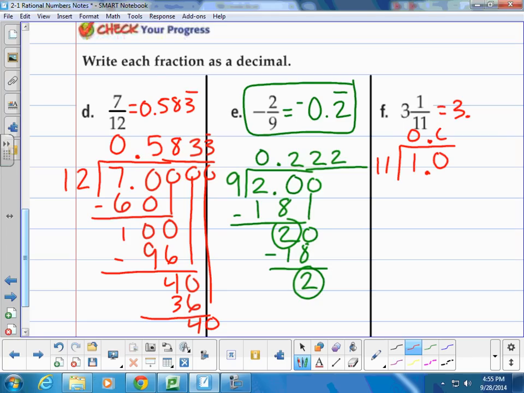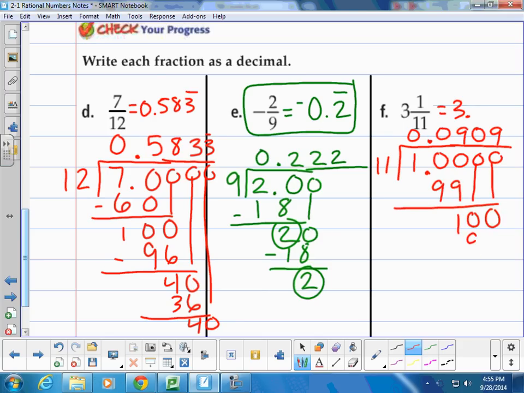11 does not go into 10, but 11 does go into 100 9 times for 99 with 1 remaining. Again, we see it can't go into 10, so we put the 0 up. It can go into 100 9 times, and we're going to end up with that pattern of getting that remainder of 1. So we see that we're going to end up with this 0 9. So 3 and 1/11 is the same as 9 hundredths repeating.